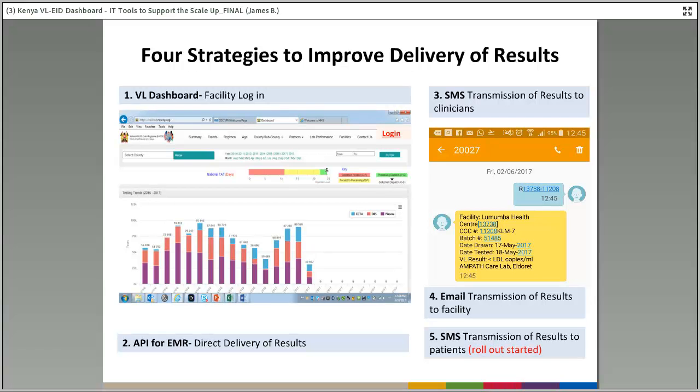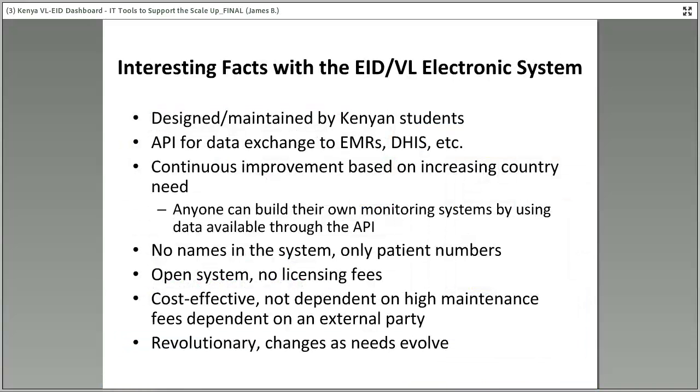Again, like we talked about, we are doing transmission of results to clinicians through text messages. We're also doing it by email, and now we have started transmission of results to patients, which is great. So far the patients are so happy because they go home today and tomorrow they get their results. And we keep saying one of the greatest things is when a patient gets their results and they are suppressed. They really feel so good about it.